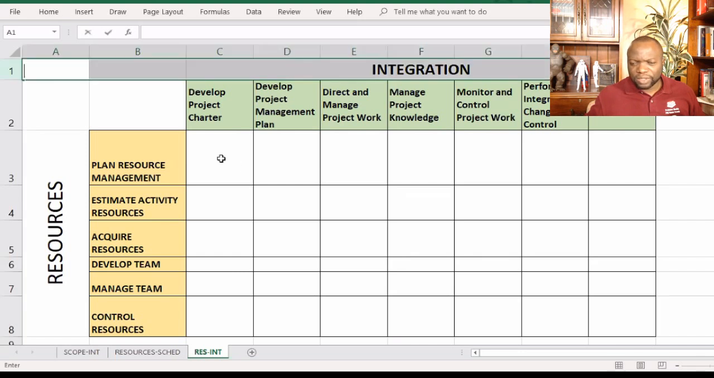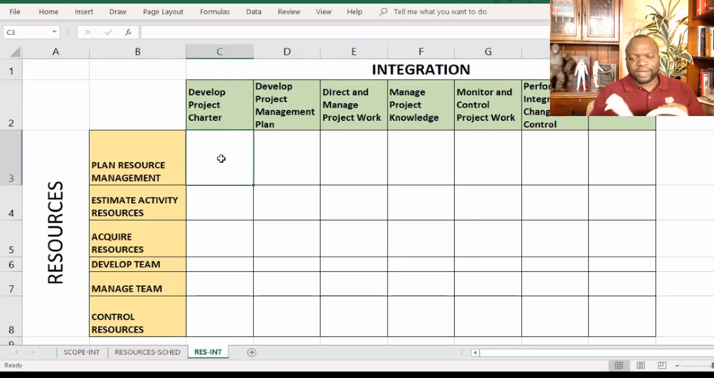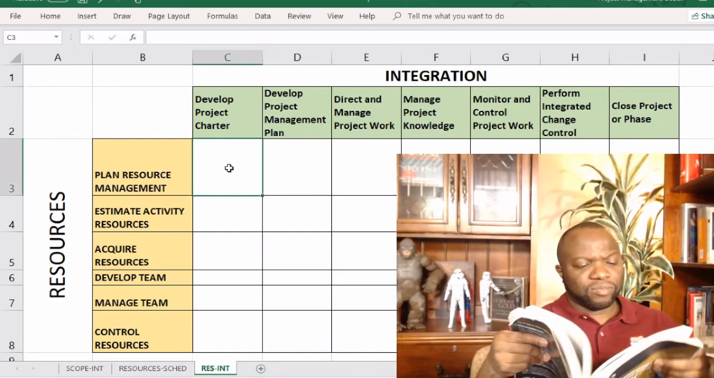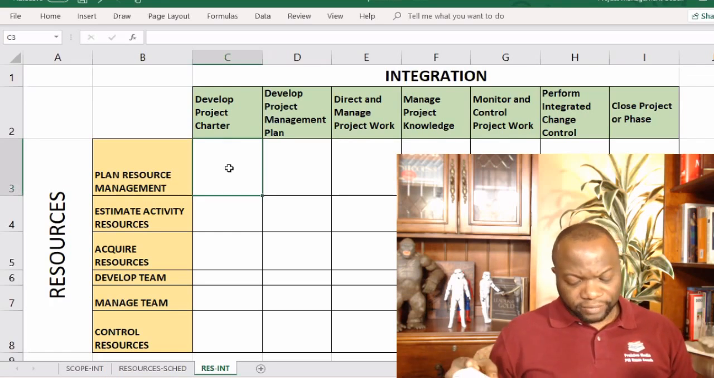Okay, so any mapping from plan resource management to develop project charter. To answer that, you kind of need to know the history of what comes out of plan resource management. So what comes out of plan resource management, if you follow me to page 312 in that favorite book of yours called the PMP Guide, you'll discover that there are no interconnection points. Okay, so there are no interconnection points between plan resource management and develop project charter.